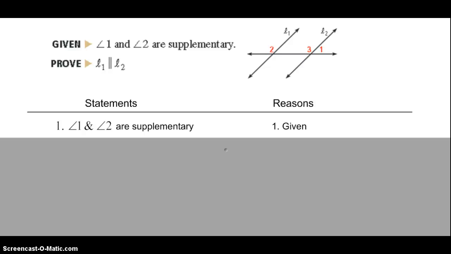Let's do some proofs with our parallel lines and the angles and all that fun stuff. Now it's going to get more interesting. All right, so copy this down in your notebook. Pause it now, copy it down, then we'll talk about it.